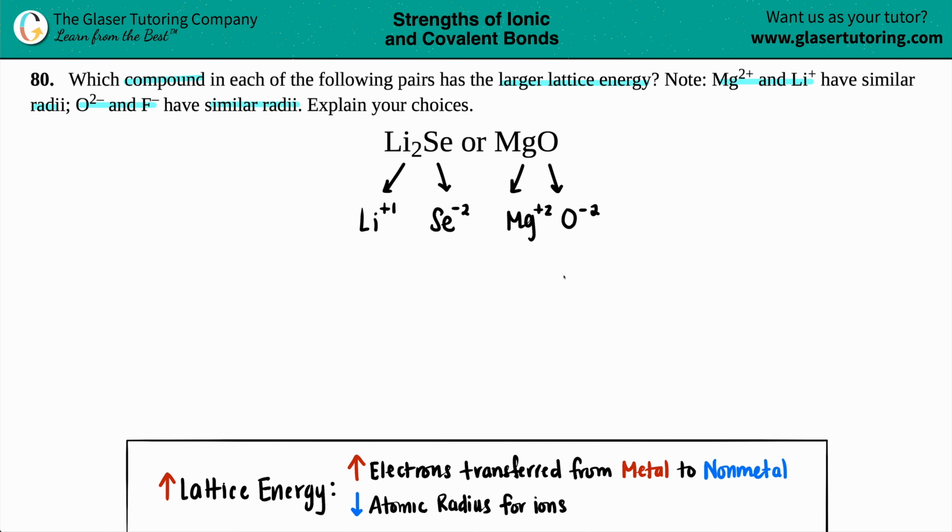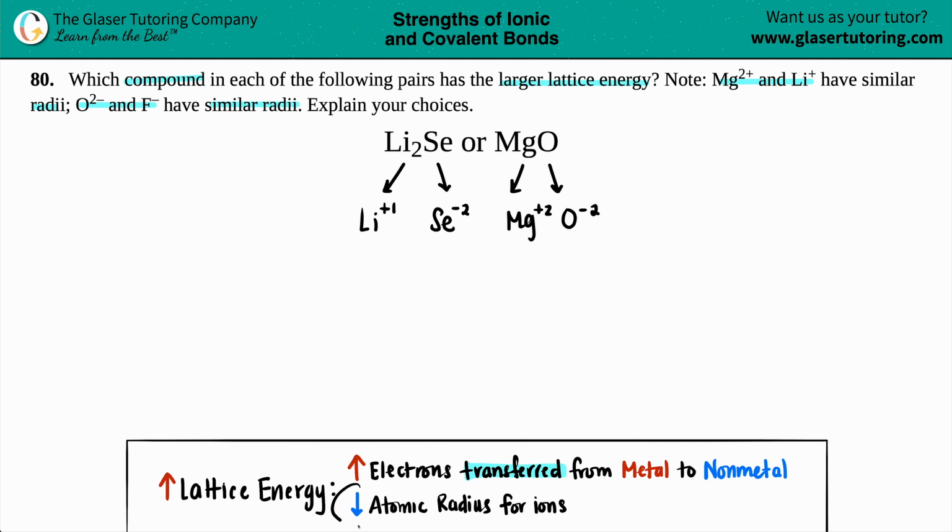Okay, so now, which one of these has the larger lattice energy? Well, lattice energy depends on basically two properties. The increase in the amount of electrons that are transferred from the metal to the nonmetal, because these are ionic compounds, will increase the lattice energy. So 2 electrons will have a larger lattice energy than if you were transferring 1 electron. And the other property is atomic radius.